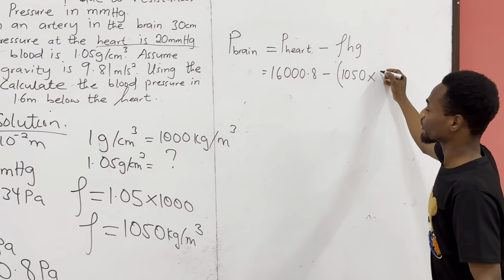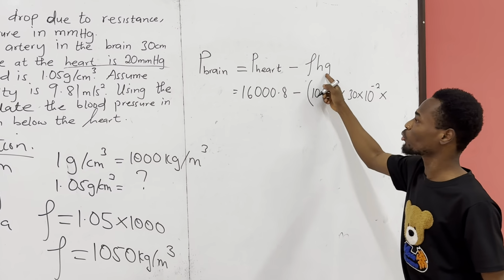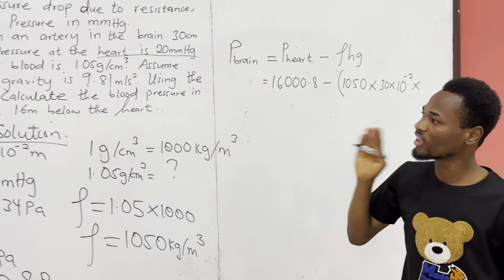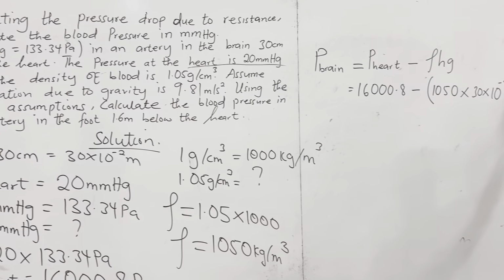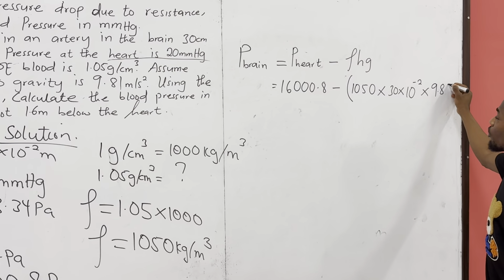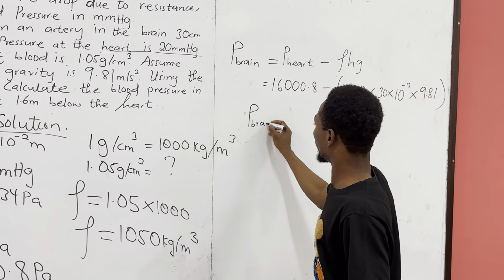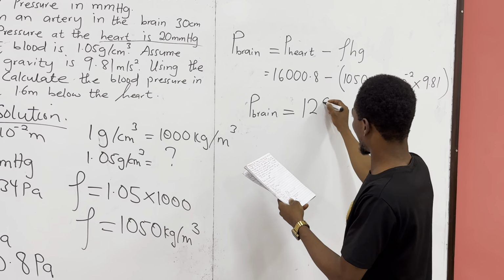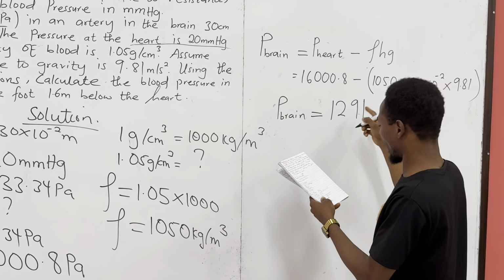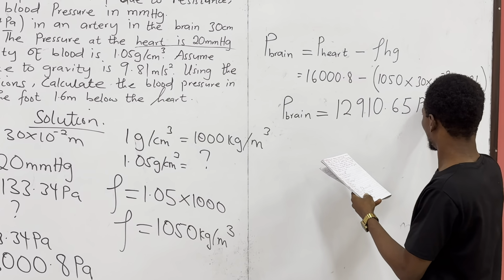So I have 30 times 10 to the power negative 2, then times my gravity. According to the question, take gravity to be 9.81, not 10. So therefore, the pressure of the brain becomes, by the help of the calculator, 12910.65 Pascal.